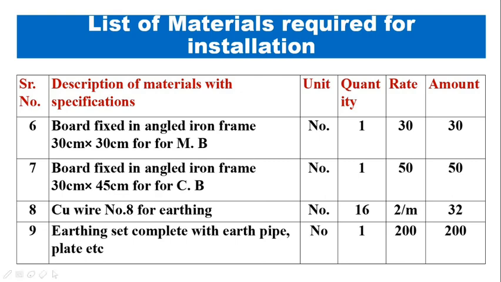Next one is the earthing set. For the earthing you will require the earthing set, which consists of earth pipe, earth plate and other accessories required for the earthing. So one earthing set you will require. The rate is 200, so the total amount is 200.